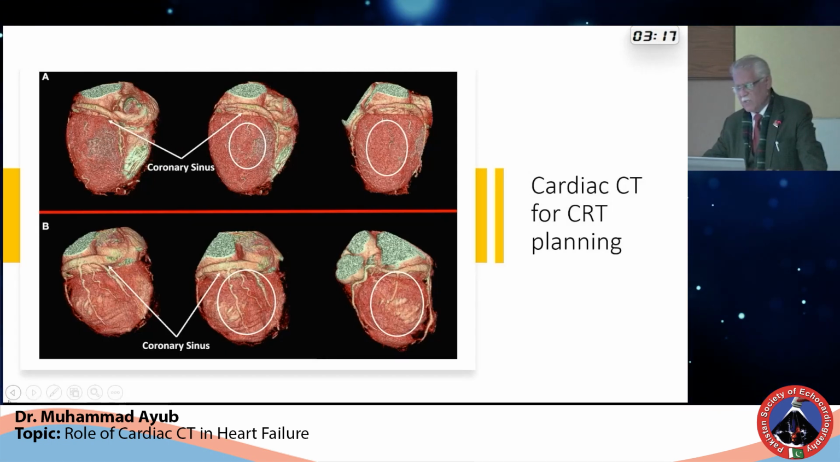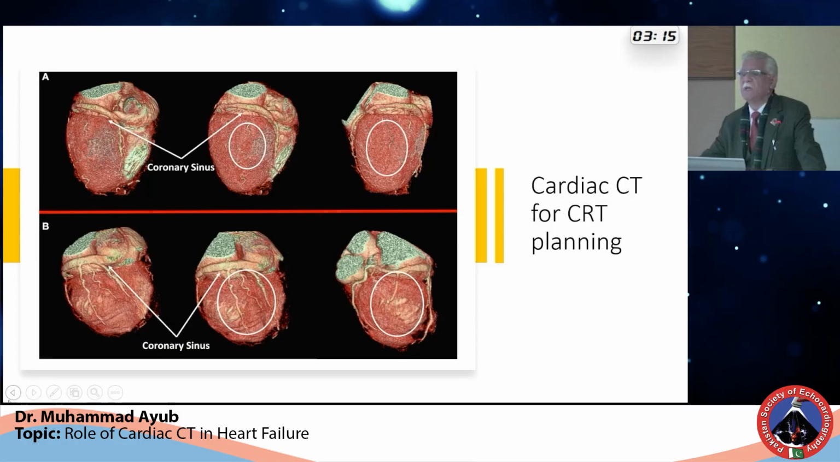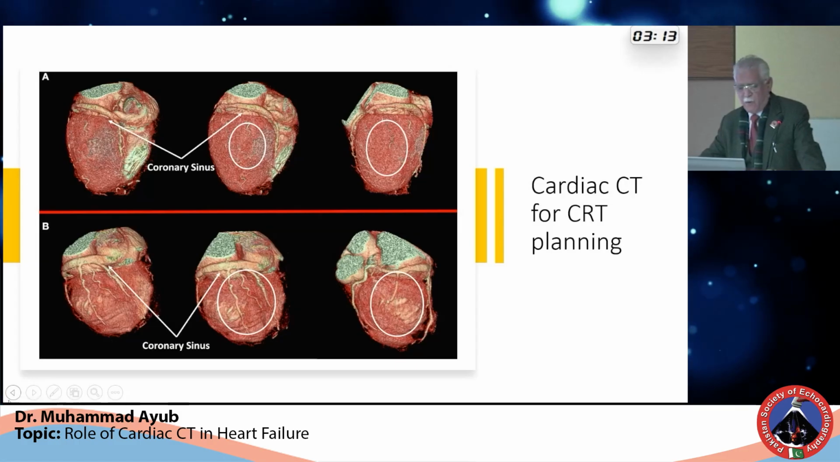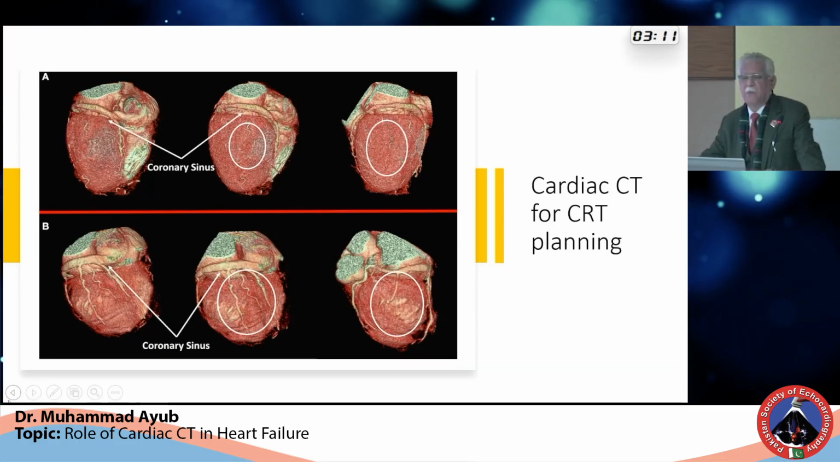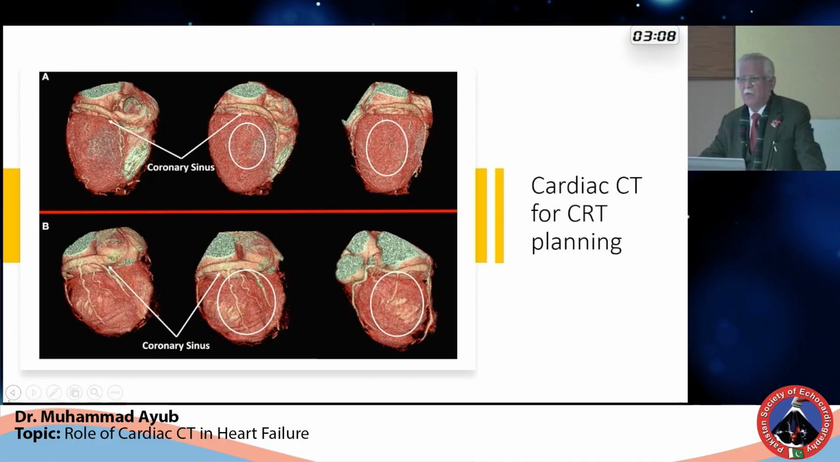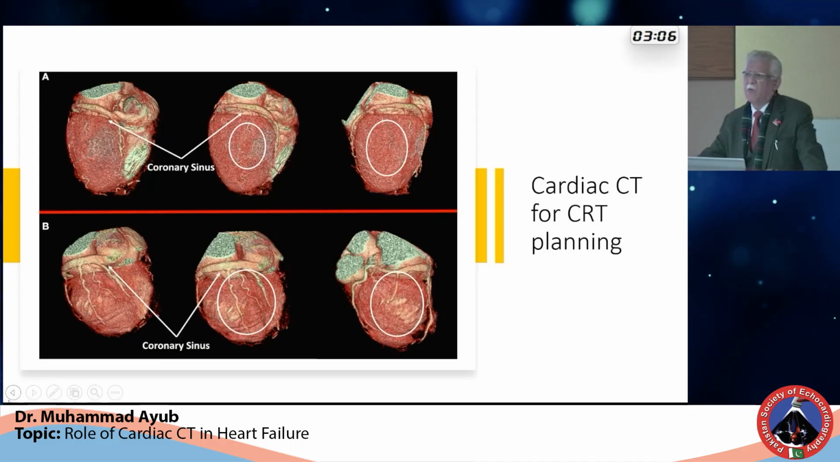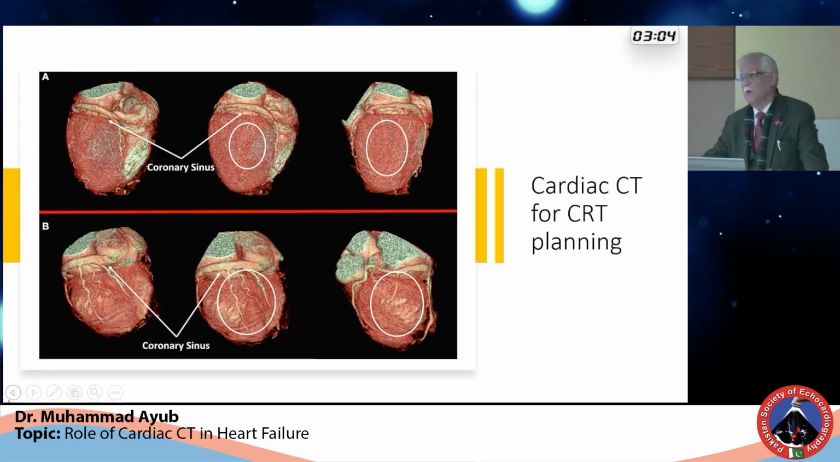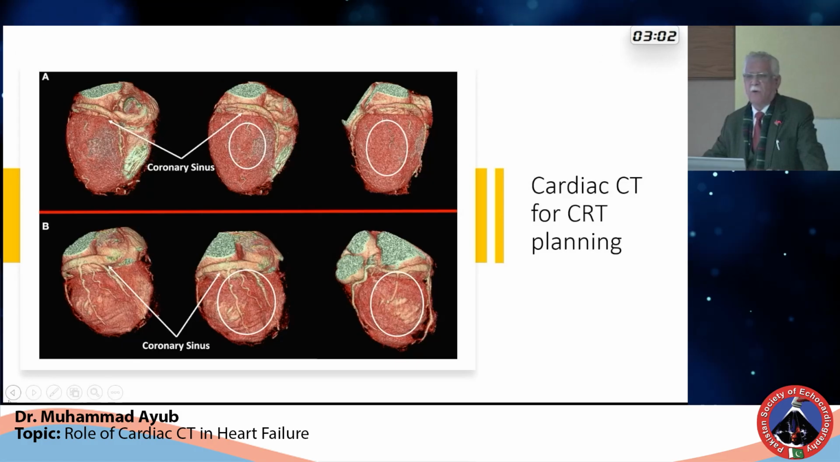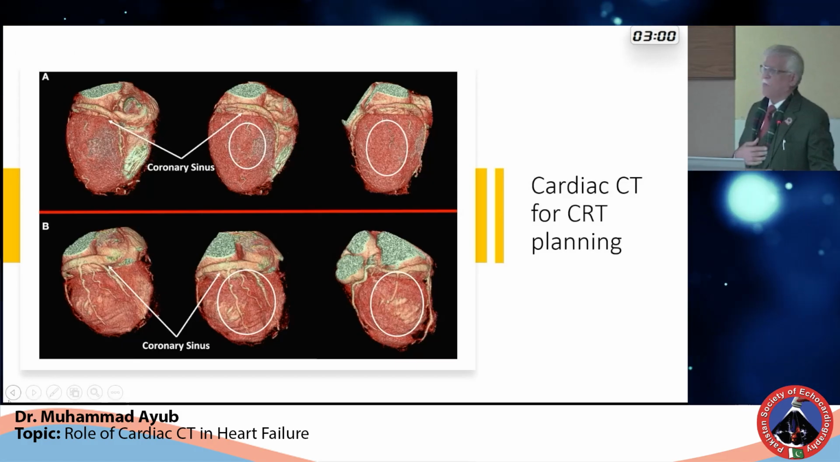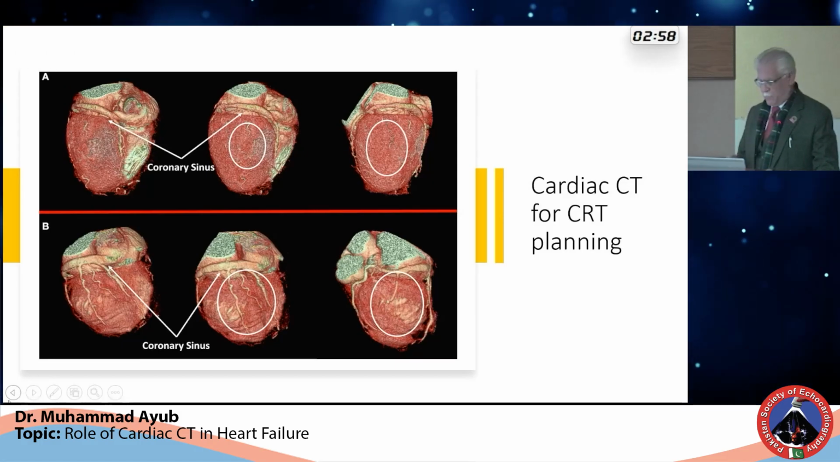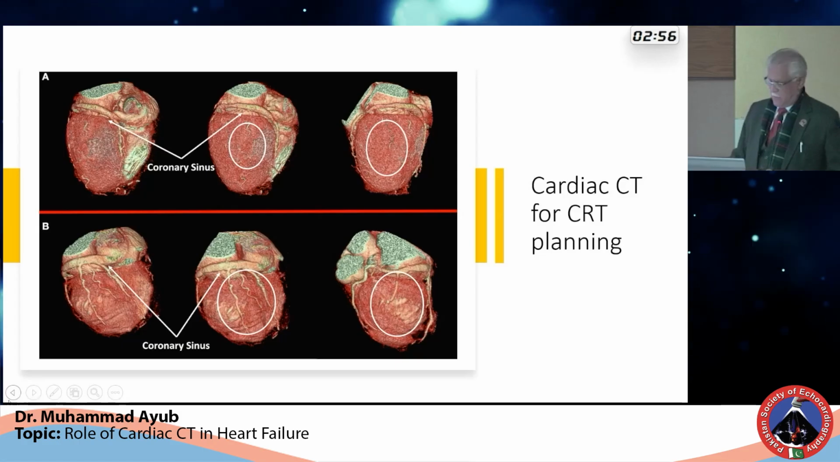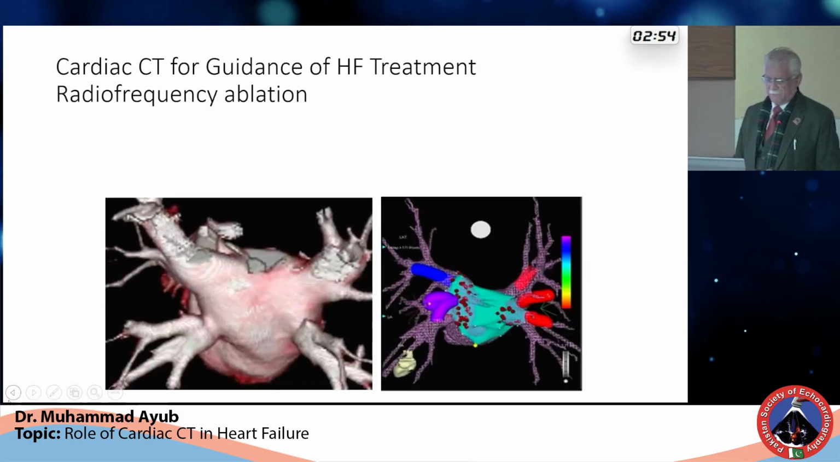Similarly, for CRT planning, you need to see the number of coronary veins and their location, and the cardiac CT is a good tool. In just a normal CT exam, you can define the presence of the posterolateral coronary veins where you tend to place the left-sided lead for CRT.